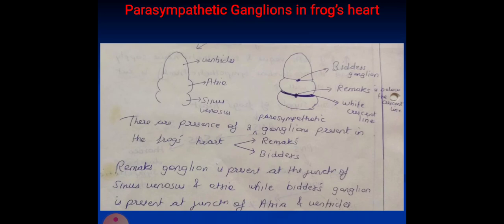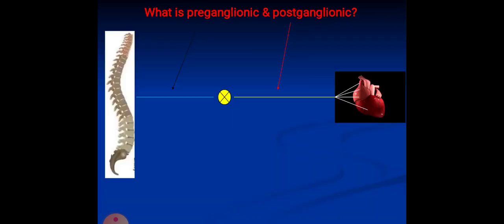Now, near Remak's ganglion, there is a structure, a collection of parasympathetic fibers, called crescent. So that you must remember. What is preganglionic and what is postganglionic? The fibers arising from the spinal cord and going towards the ganglion are preganglionic fibers, and the fibers arising from the ganglion and innervating the organ, for example the heart, are postganglionic fibers. That means, in short, only the postganglionic fibers innervate the structure, for example the heart.